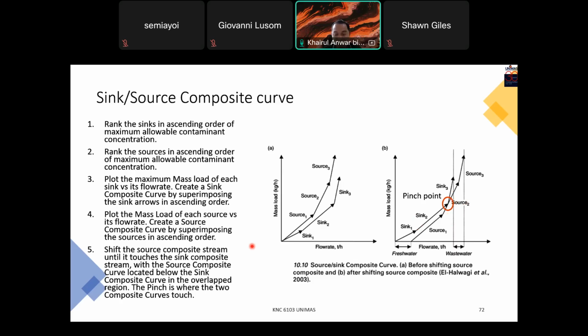The sourcing composite compared to the water cascade analysis, you need to do some calculation, but the calculation is not that hard. If you use Excel to do the example, then it's easily done. But for the test, yes, you need to do some calculation manually.